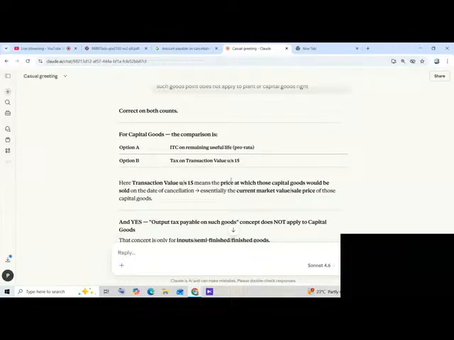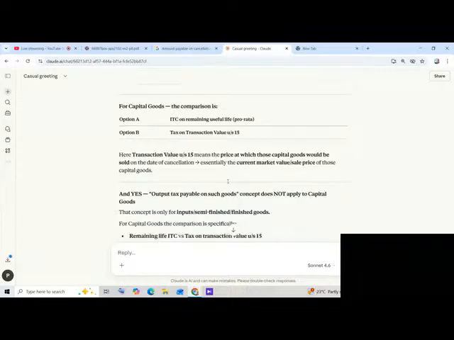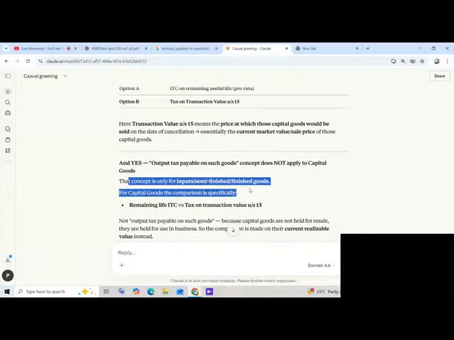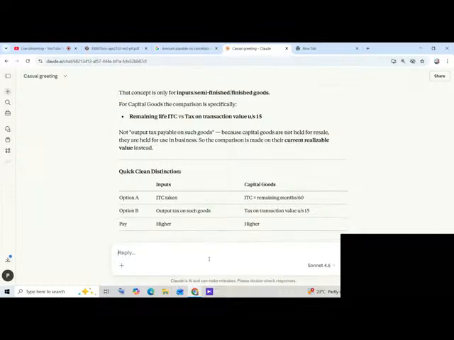Transaction value means the price at which the capital goods would be sold on the date of cancellation, essentially the current market value sale price. And yes, also for inputs, semi-finished, finished goods. For capital goods, the comparison is specifically remaining life ITC versus tax on transaction value. So, can you give an example of capital goods where both transaction value and remaining useful life are given?